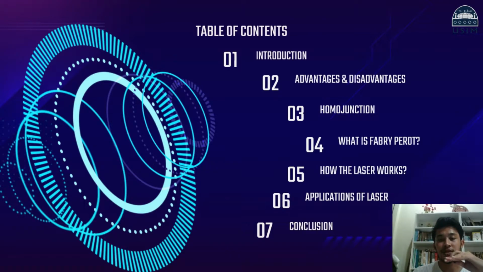The first one is introductions, and then advantage and disadvantage. Next is on the homojunction. Also we'll cover on what is Fabry Perot. Next we will cover on how the laser works, and then on the applications of laser, and on the last one is on the conclusions of this topic.